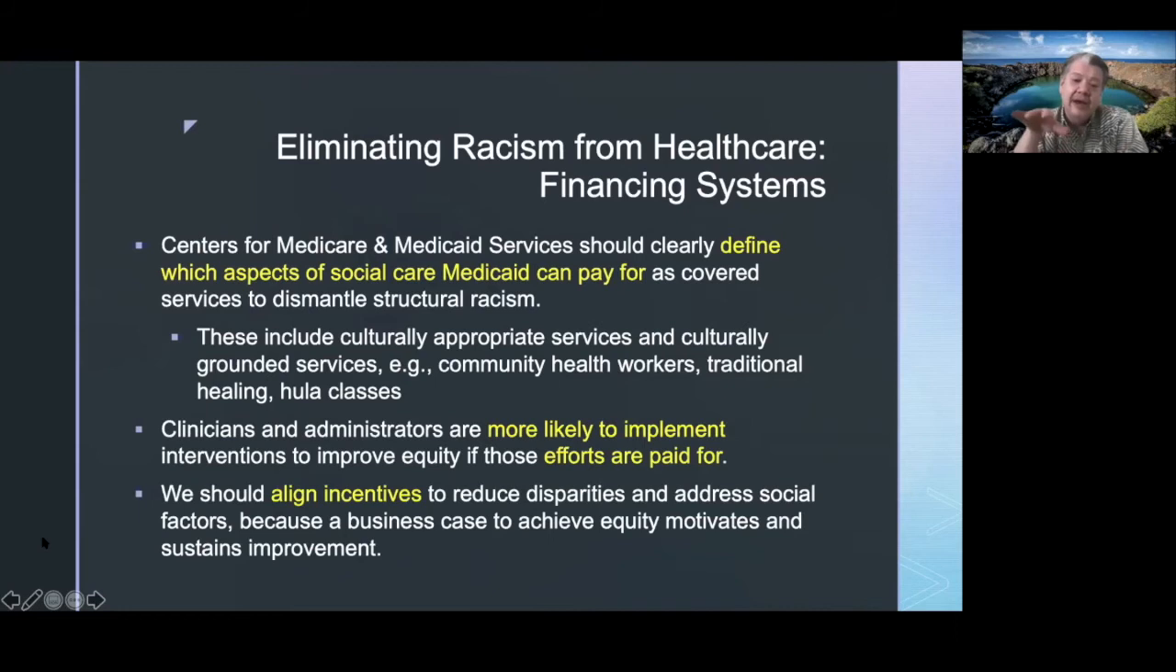Clinicians and administrators are also more likely to implement interventions if they do improve equity, and if those efforts are paid for, right? So they're more likely to implement them if they're paid for. And then finally, we need to align our incentives to reduce disparities. I think right now our incentives are primarily lined up, not necessarily for that.